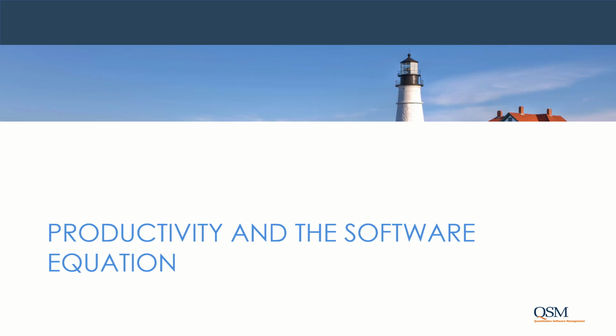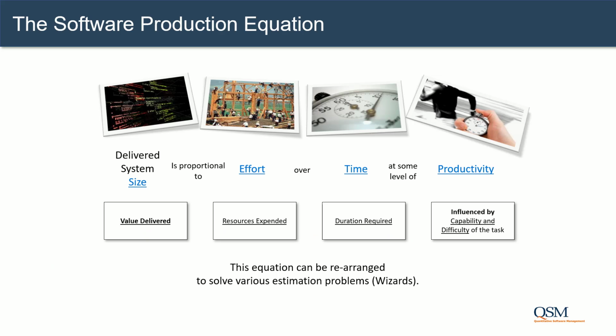Productivity and the software equation. Let's take a dive to understand the dynamics of software development projects. The software production equation is at the heart of SLIM tools, developed from Larry Putnam Sr.'s original work. The size of the system and the value delivered is proportional to some amount of effort applied over some amount of time at some level of productivity or efficiency. For straightforward estimates, inputs are typically size and productivity. The outputs are time and effort.